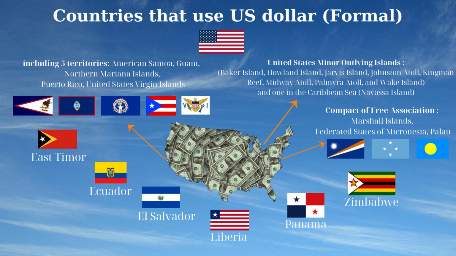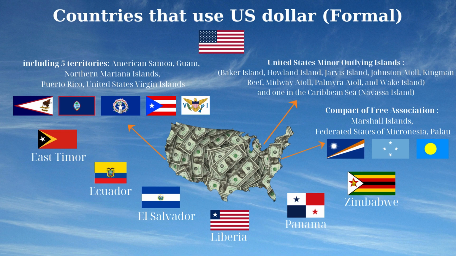Compact of Free Association. The Compacts of Free Association, COFA, are international agreements establishing and governing the relationships of free association between the United States and the 3 Pacific Island sovereign states of the Federated States of Micronesia (FSM), the Republic of the Marshall Islands (RMI), and the Republic of Palau. All 3 agreements next expire in 2043.